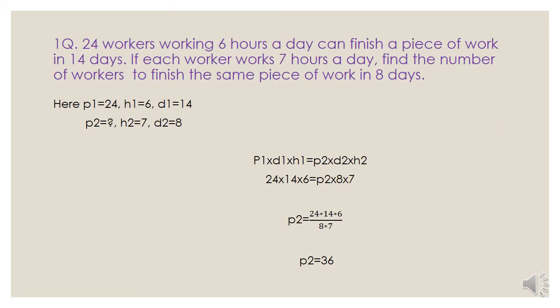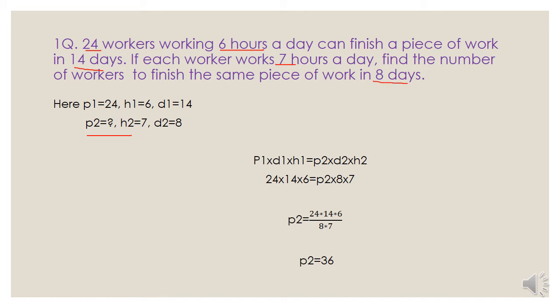Here is the first question. If 24 workers working 6 hours a day can finish a piece of work in 14 days, if each worker works 7 hours a day, find the number of workers to finish the same piece of work in 8 days. Here we can get the values of P1, H1, D1, H2 and D2 from the question. Here P1 is equal to 24 and H1 is equal to 6 and D1 is equal to 14 and we have to find P2. H2 is 7 and D2 is 8.